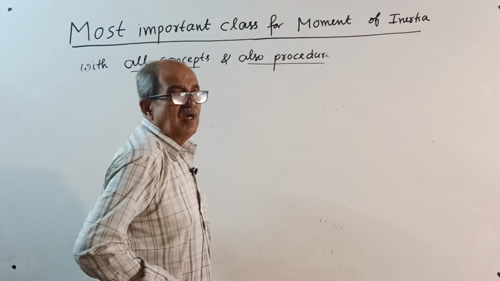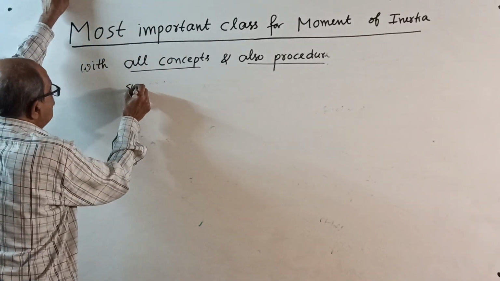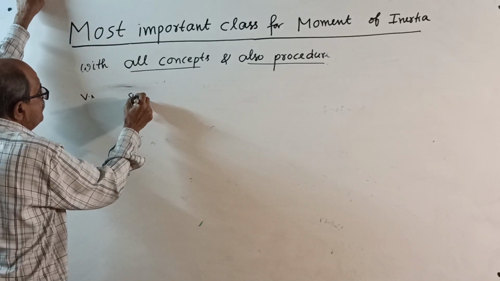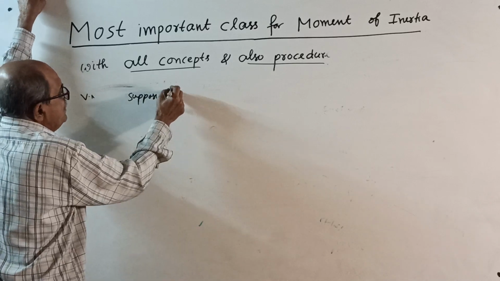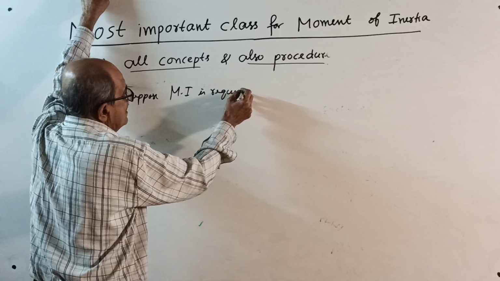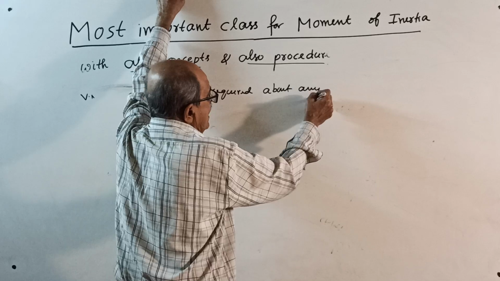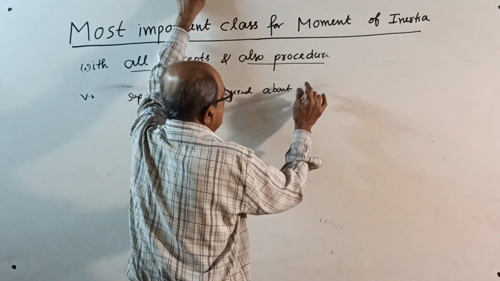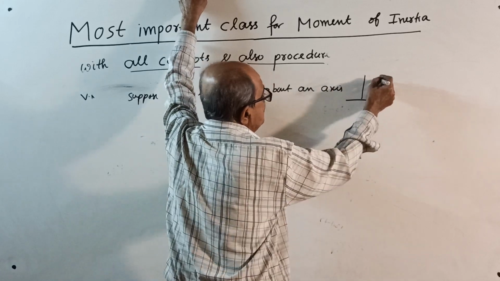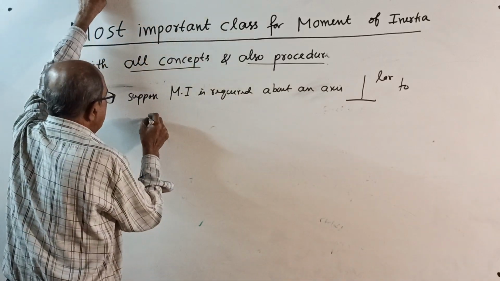Okay, now the last concept today. Suppose, now it's very important, very important. Suppose moment of inertia is required about an axis perpendicular to the plane of the area.